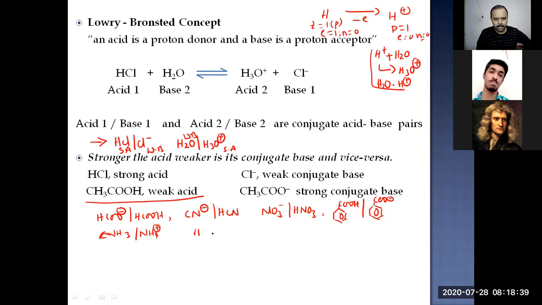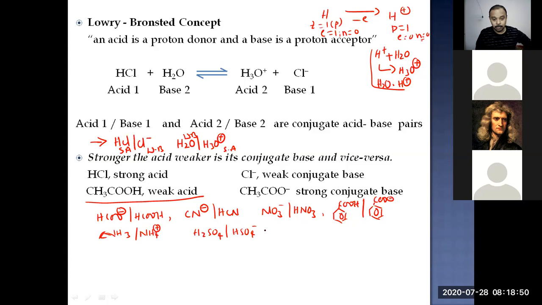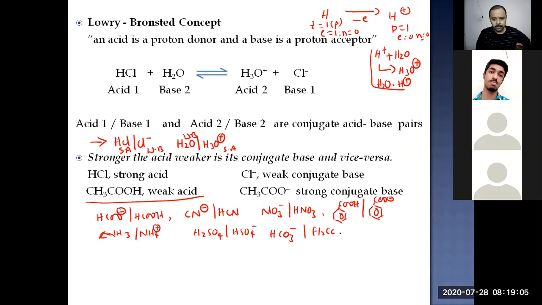Give me the conjugate base of sulfuric acid. H2SO4, remove a proton. After removing H plus, the minus remains, right? HSO4 minus. Give me the conjugate acid of bicarbonate. Carbonic acid, H2CO3. Give me the conjugate base of bisulfate. SO4 2 minus. Give me the conjugate acid of carbonate ion. HCO3 minus, bicarbonate. Like that.